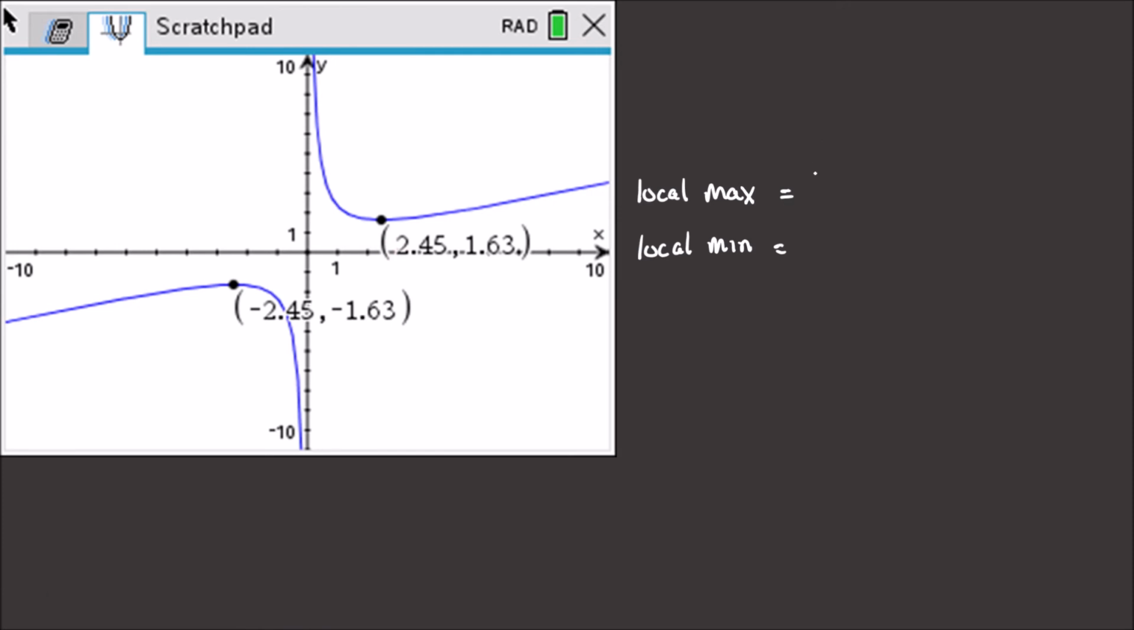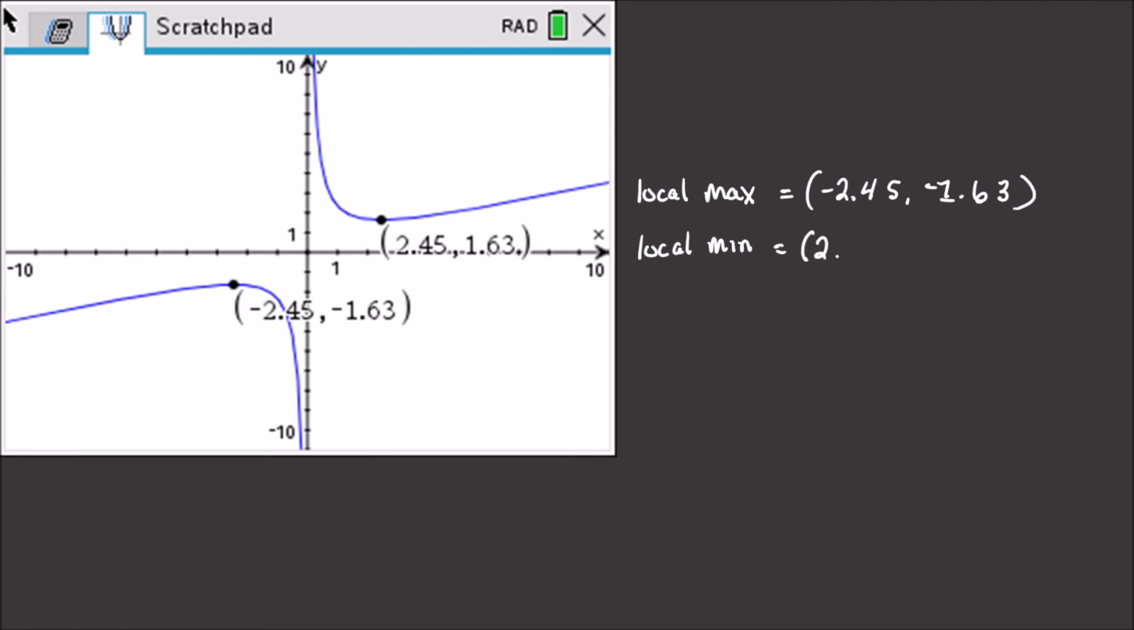So the local max occurs at negative 2.45, negative 1.63. So the x-coordinate is where the local extrema occurs. The y-coordinate is the value of that local extrema. So we would say that this function has a local max at negative 2.45, and the local maximum value would be negative 1.63.